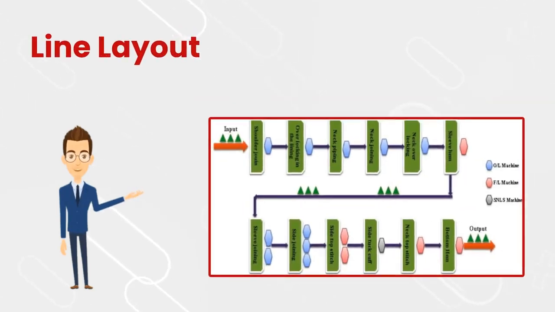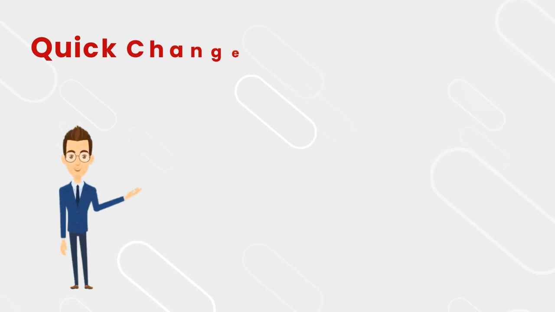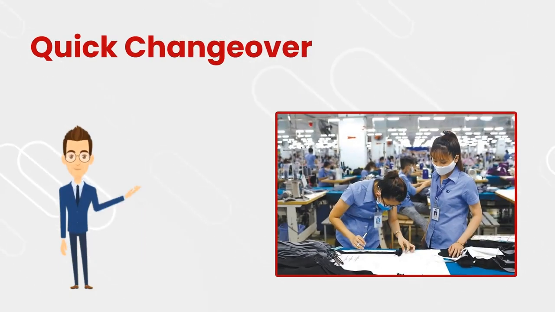Line layout. When we talk about preparing a line layout, it means designing the presentation of workstations in an assembly line according to the operations sequence of the style and showing the flow of work from start to end. The line layout is prepared after the operation bulletin is made. Quick changeover. Quick changeover is the process of setting up a production line for a different garment style. It is the amount of time taken to change a piece of equipment from producing the last good piece of a production lot to the first good piece of the next production lot.